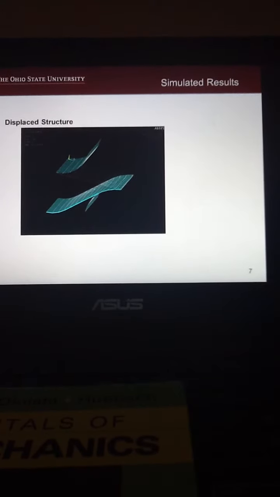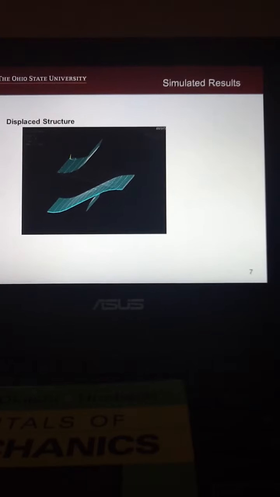So we run the FEA model and obtain the displaced structure. As you can see from the picture, the maximum displacement is about 1.5 inches.